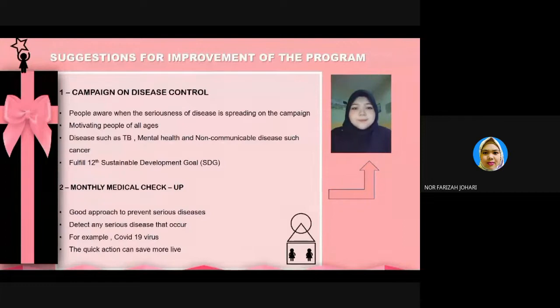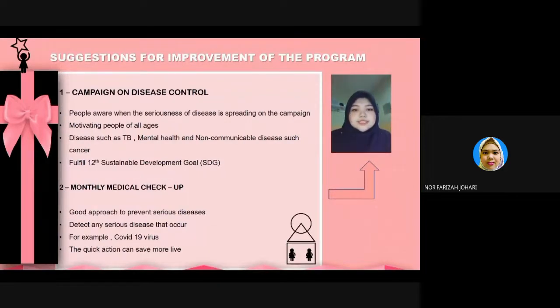It is because a campaign can motivate people of all ages, especially the young generation or the children, to receive immunization and can include additional information for them about the dangers of any disease such as TB, mental health, and also non-communicable disease such as cancer. I would say this kind of campaign is an easy approach for the WHO to make sure that the public are aware about their health and surroundings. This is also to fulfill the 12th Sustainable Development Goal, which is good health and well-being.